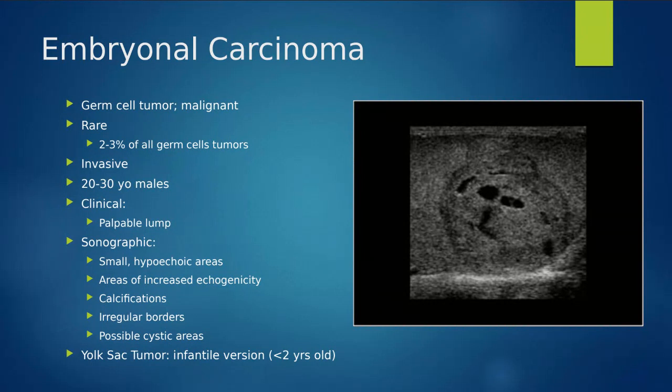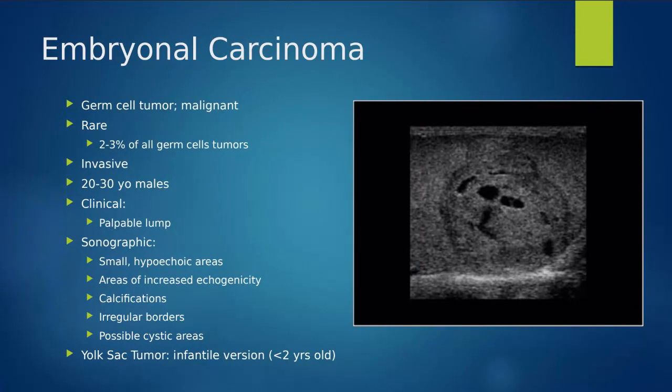On ultrasound, we're going to see a small hypoechoic area. We could see areas of increased echogenicity on the other hand. So again, it's kind of variable in appearance. You're going to see calcifications. And again, we know calcifications are representing something that's been there for a while, and that's why these are very invasive. So they're going to move quickly. We're going to see irregular borders of that mass, and we're going to see possible cystic areas.